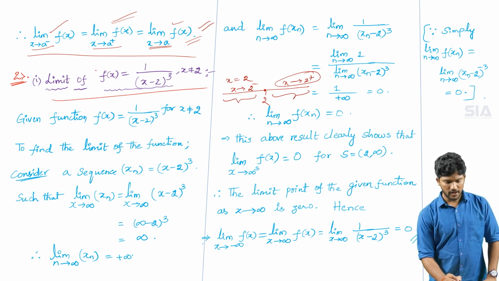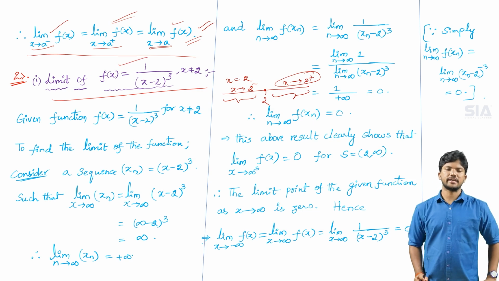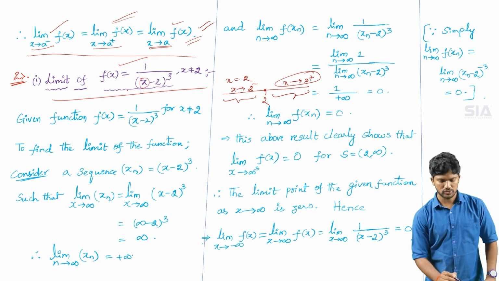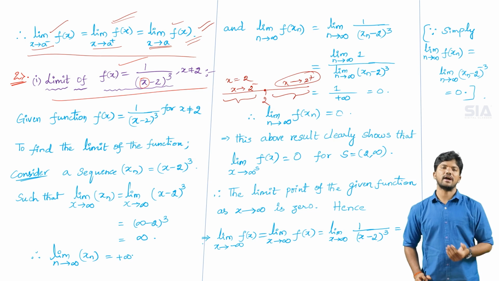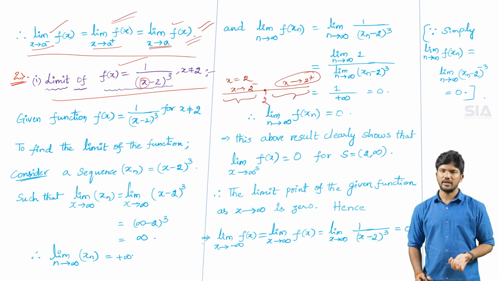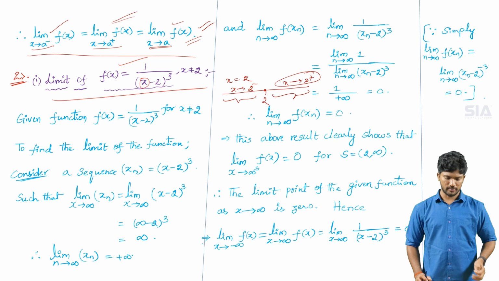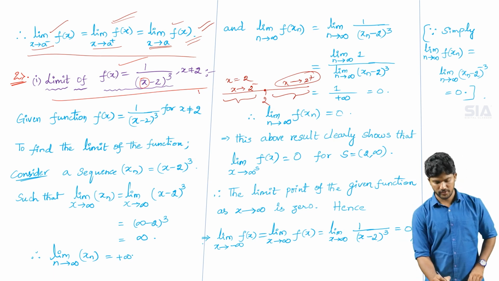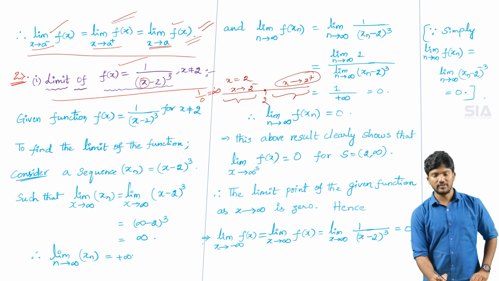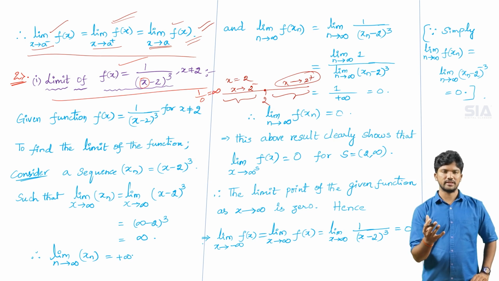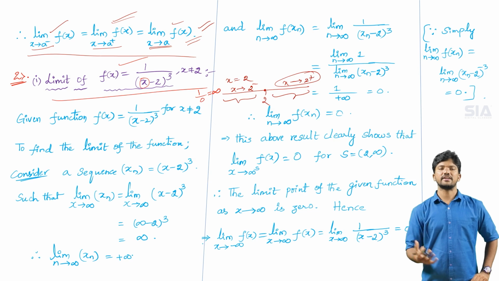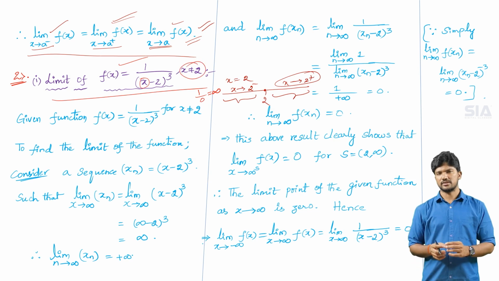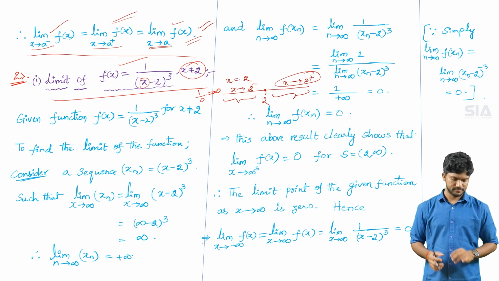Okay, limit of f of x is equal to 1 by (x minus 2) whole cube. We have to find out that limit value. Here, if you substitute 2 in place of x, you will get 1 by 0, and 1 by 0 gives the infinity condition. So to avoid that infinity value, you have to take x naught equal to 2, only x naught is equal to 2.